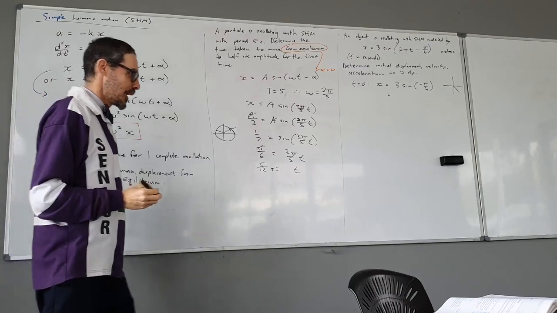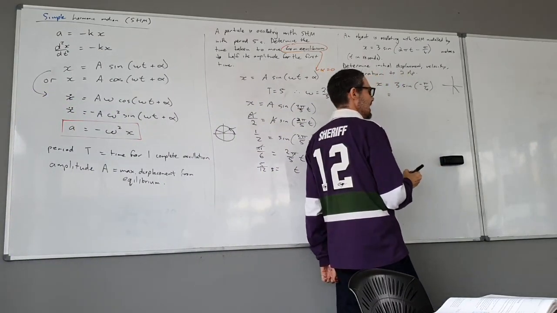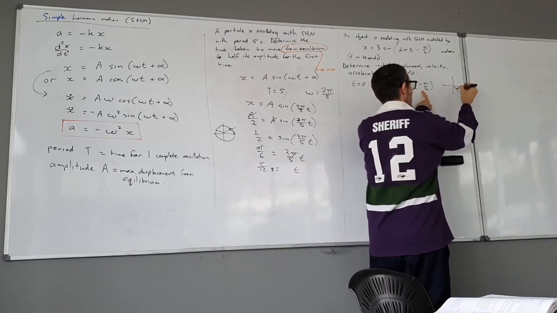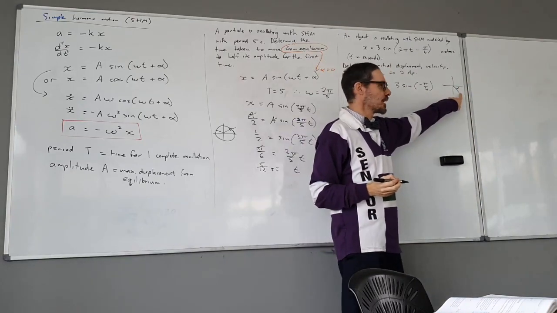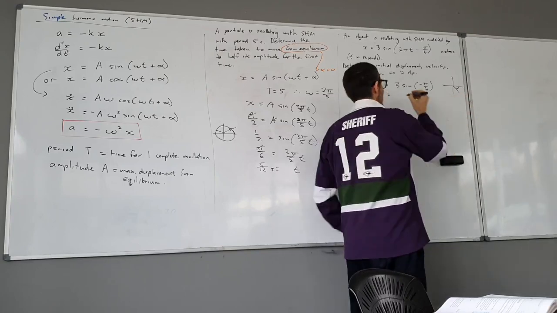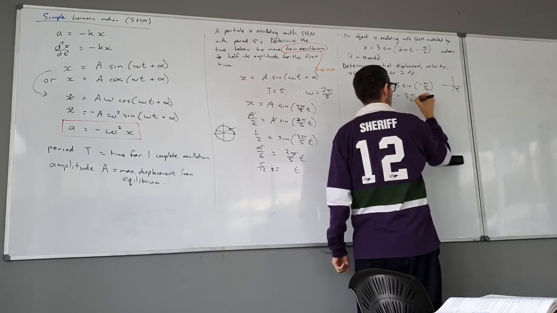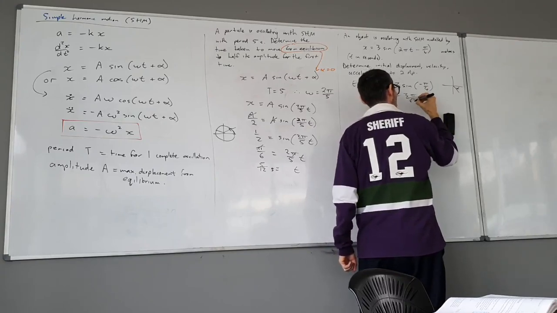Over 2. 1 over 2. Positive or negative? Isn't it positive because it's 2 negatives? Sine of this angle. Yeah, sine is the y coordinate. Is the y coordinate here positive or negative? Negative. Negative 3 pi on... No, 1 over 2, wasn't it? Yeah.